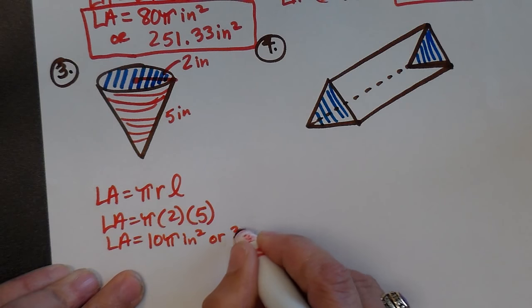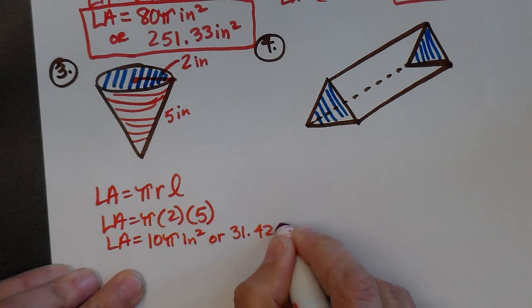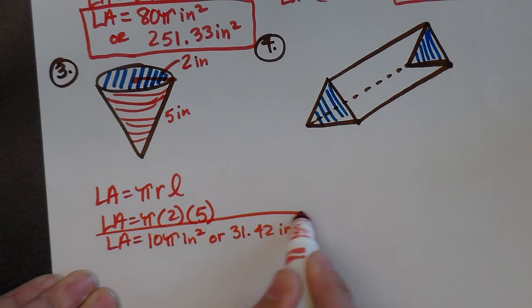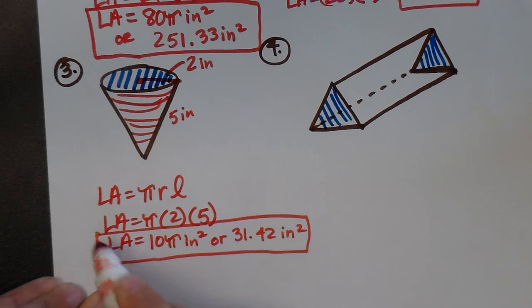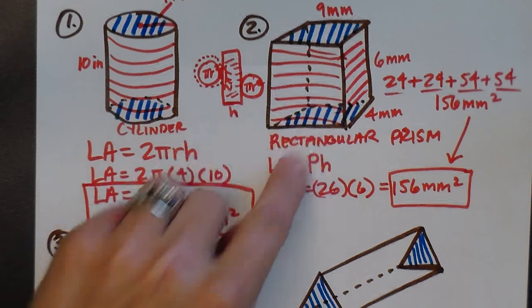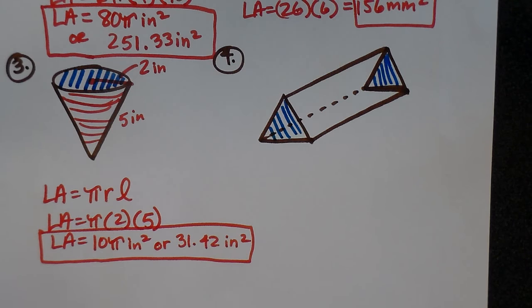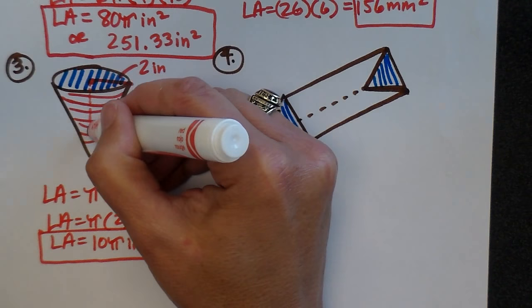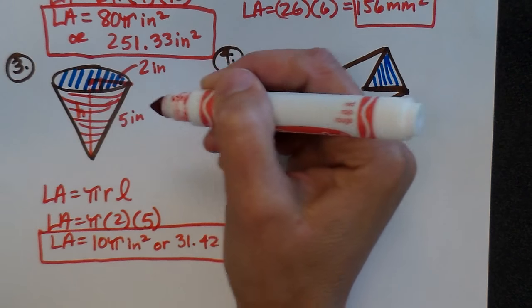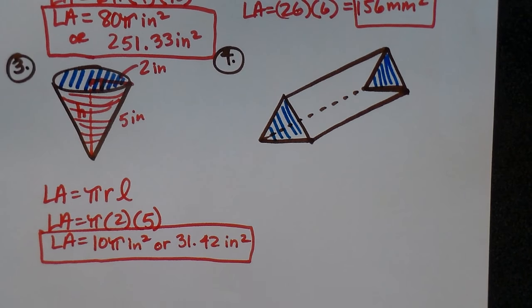Or 31.42 inches squared, if you want to do it in terms of decimal. Cone you really cannot do like you did up here. You can add the faces here. You can't really do that with a cone. You just have to know it's pi r l. Okay. Now in a cone, if you were actually given the height, the actual h, and you didn't know the slant height, you could find it using Pythagorean theorem. So just kind of keep that in mind.